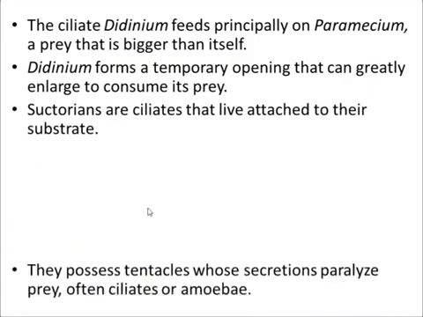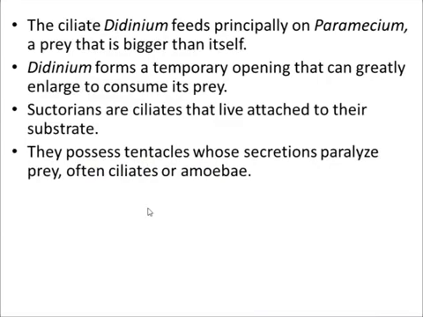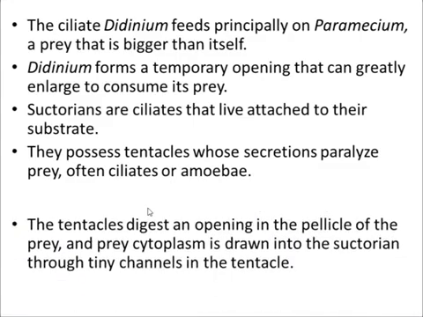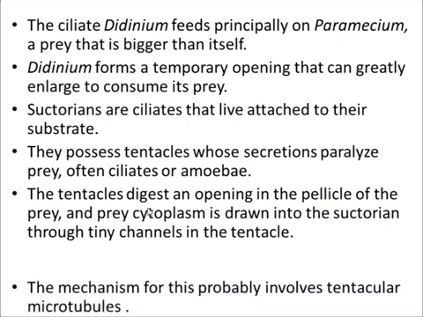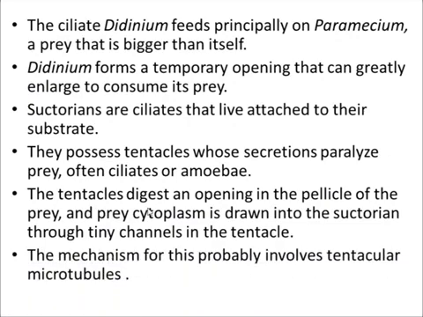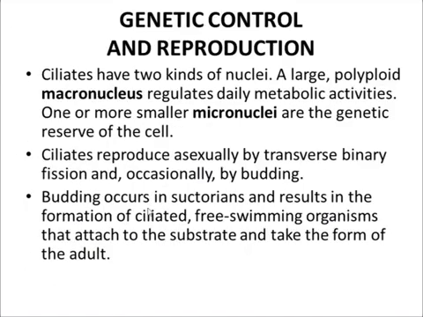The Suctorians are the ciliates that live attached to their substrate. They possess tentacles whose secretion paralyzes prey. Often the tentacles digest an opening in the pellicle of the prey, and the prey's cytoplasm is drawn into the Suctorian through tiny channels in the tentacles. The mechanism for this probably involves the tentacular microtubules.